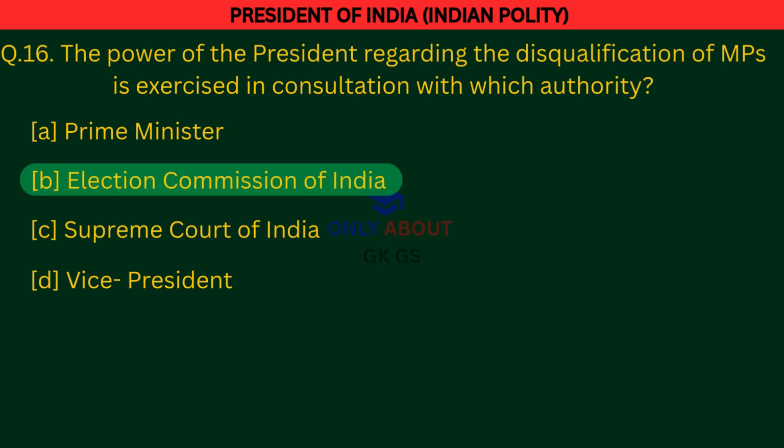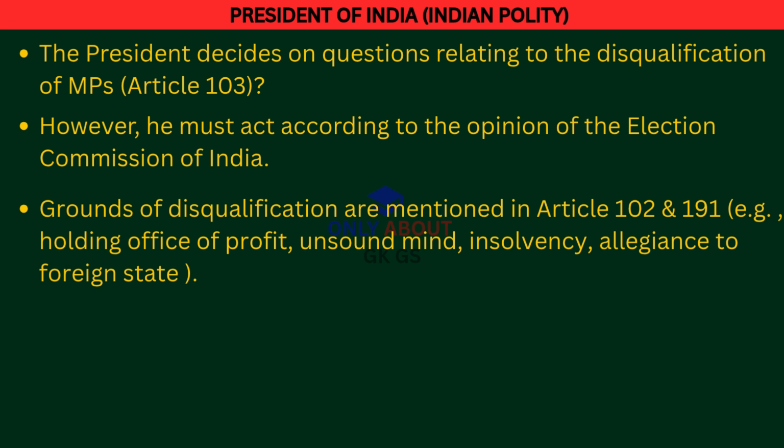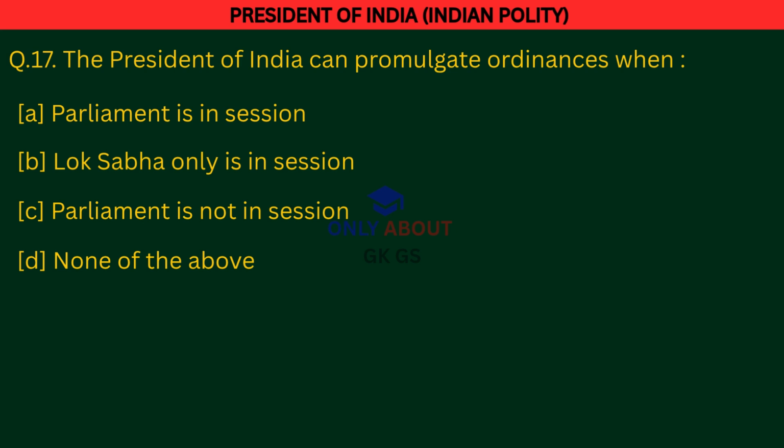Next question. The power of the President regarding the disqualification of MPs is exercised in consultation with which authority? Correct answer: Election Commission of India. The President decides on questions relating to the disqualification of MPs. However, he must act according to the opinion of the Election Commission of India. Grounds of disqualification are mentioned in Article 102 and 191.